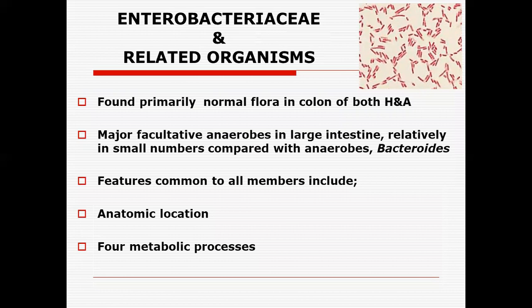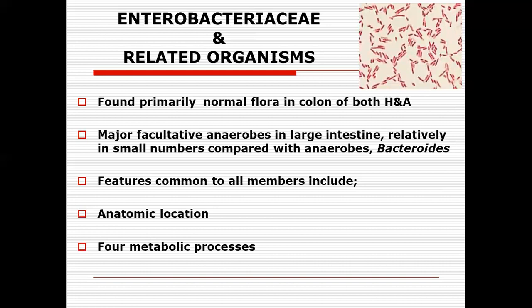Enterobacteriaceae, as we all know, is a large family of gram-negative rods, which is primarily present in the colon of both animals and humans. They occur as normal flora of the human body. These organisms are facultative anaerobes in the large intestine, meaning they can synthesize their ATP or energy both through fermentation and oxidation.